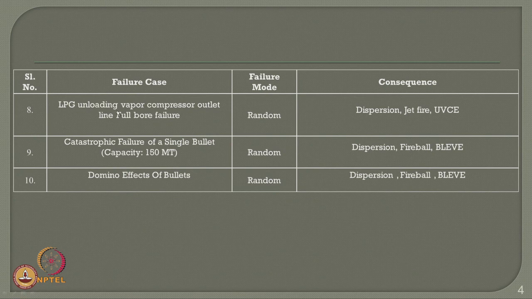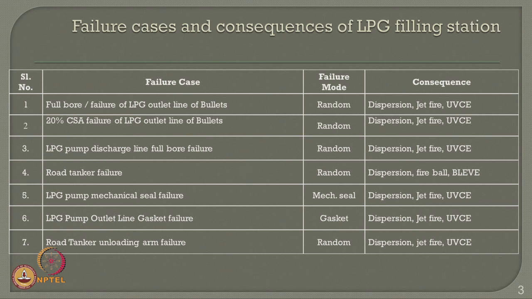We can also look at the unloading vapor compression outlet full bore rupture of the line. We can also look at the catastrophic failure of the bullet itself. A single bullet in our design is considered as 150 metric ton capacity. We can also look at the cascading effect of failure of different bullets in series, which we call domino effects of bullets. Most of these failure modes, as you see in this slide and the previous slide, are random. However, a mechanical seal failure and a gasket failure can be easily identified using an FMEA or FMECA, so that the probability of this kind of failure can be reduced.